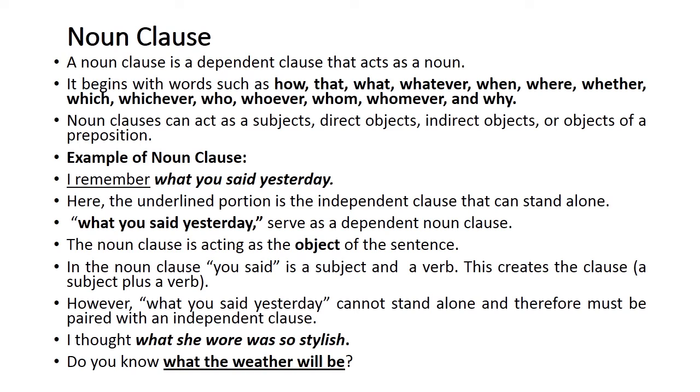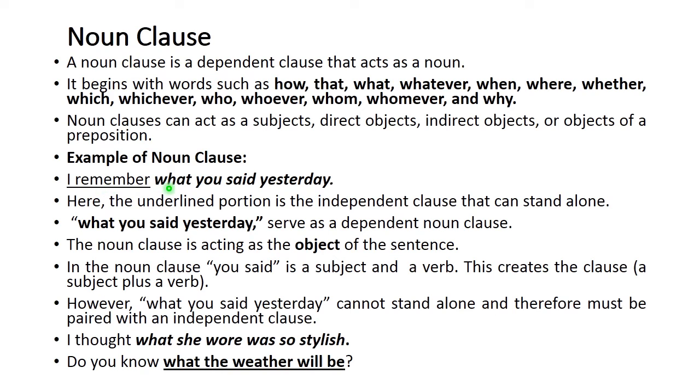Now there are other types of clauses, and the very first is called the noun clause. A noun clause is a dependent clause that acts as a noun. It begins with words such as how, that, what, whatever, when, where, whether, which, whichever, who, whoever, whom, whomever, and why. Noun clauses can act as subjects, direct objects, indirect objects, or objects of a preposition.